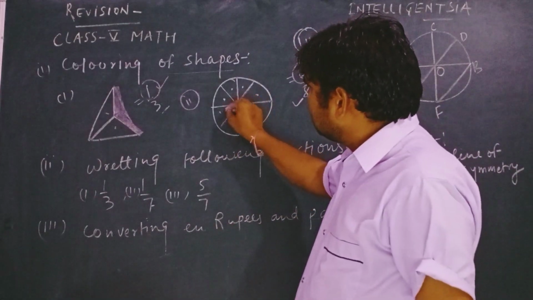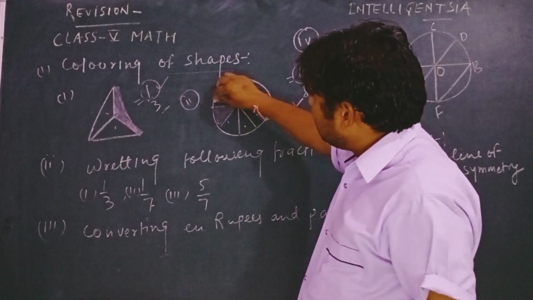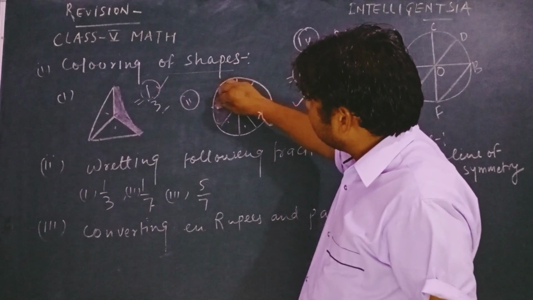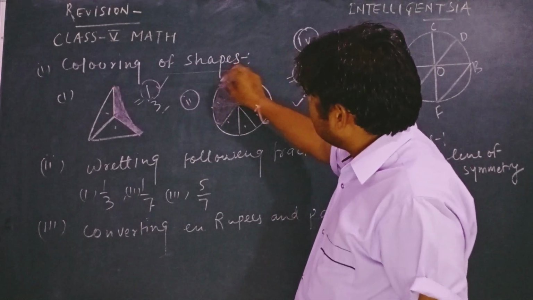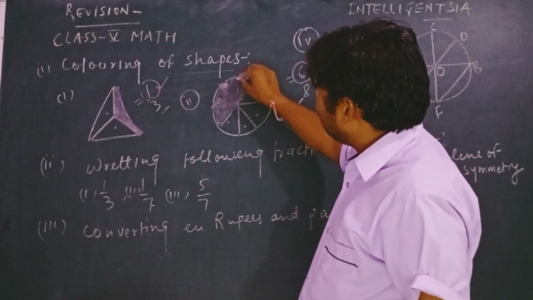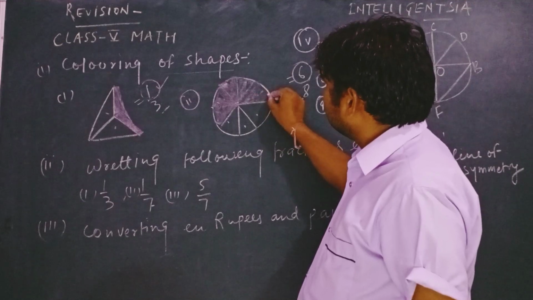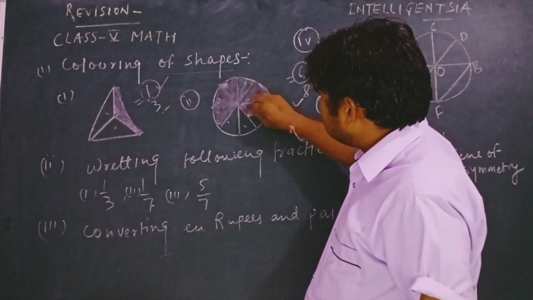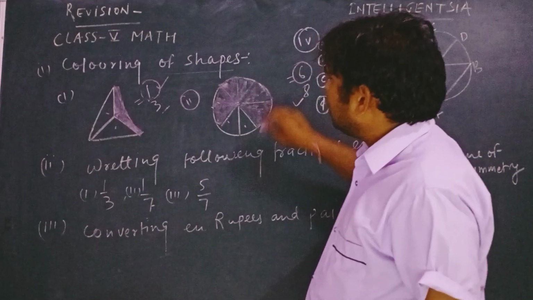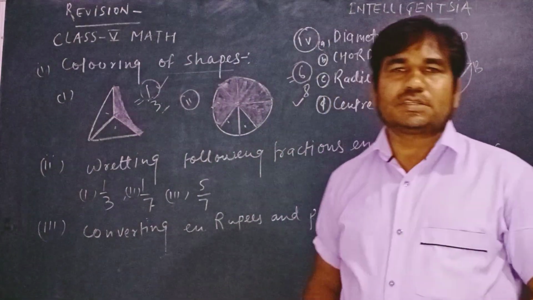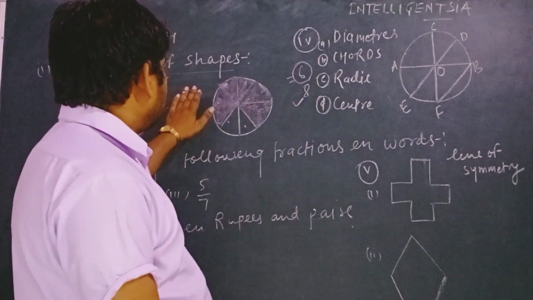First we color one part here, we color the second part, the third part, the fourth part, the fifth part, and the sixth part. So this way we can color any shapes, students. So this is the coloring of shapes.